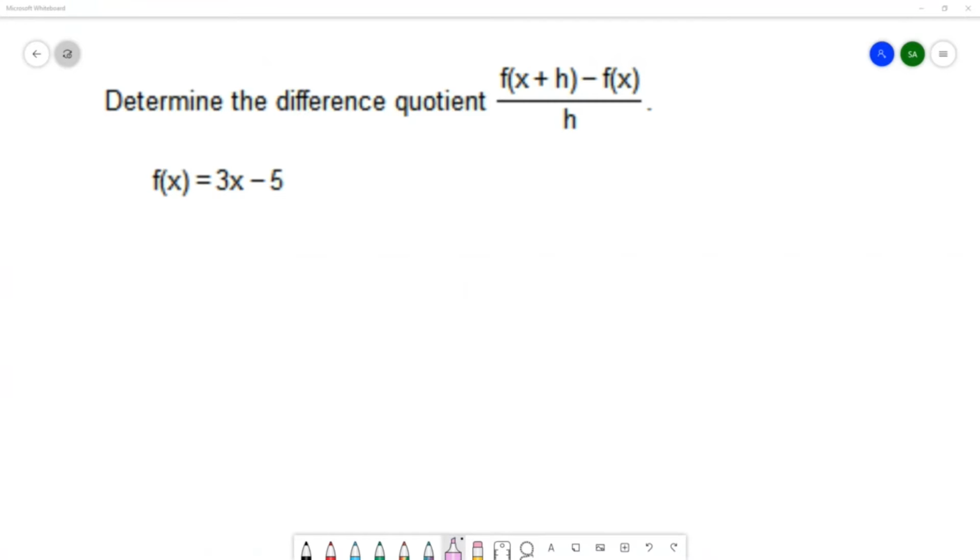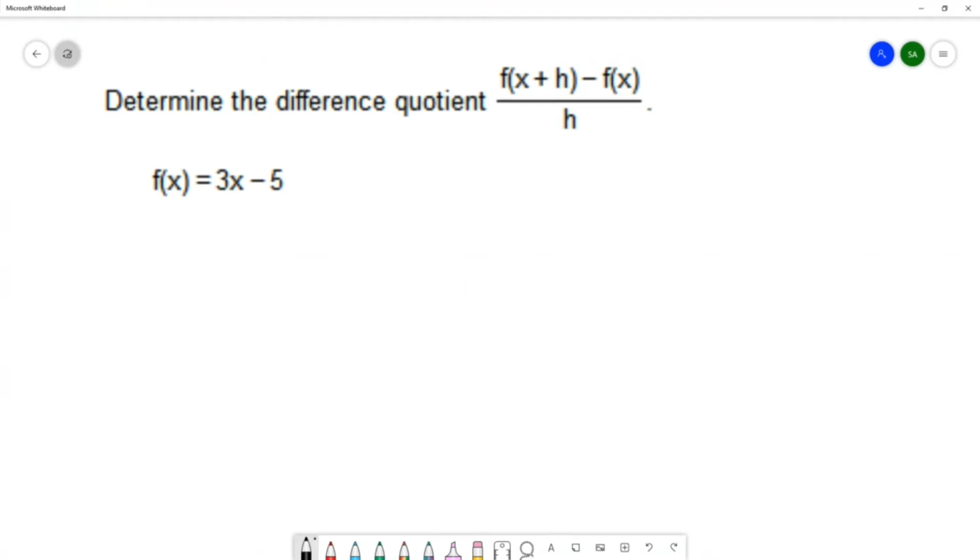For this question, we want to determine the difference quotient for the function f of x equals 3x minus 5. This expression here is the expression for the difference quotient. Difference because it has subtraction, and quotient is this fraction bar here. And we're going to calculate this difference quotient in a couple parts.